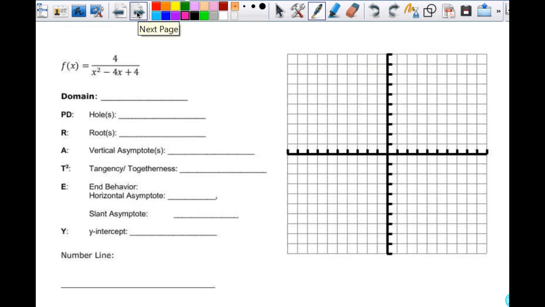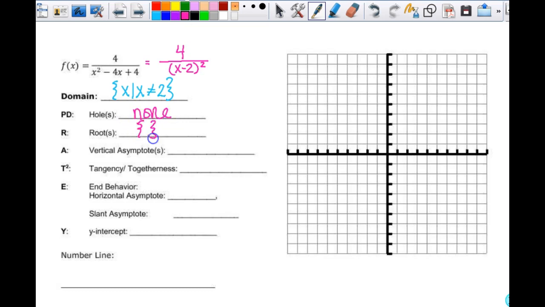All right, so the last rational here. I'm going to factor the denominator. This is going to give me 4 over, and this is going to be x minus 2 squared. It's going to be x minus 2 times x minus 2, but that is a perfect square trinomial. So my domain is a set of all x's such that x cannot equal 2. And then I have nothing I can reduce, so there are no holes.